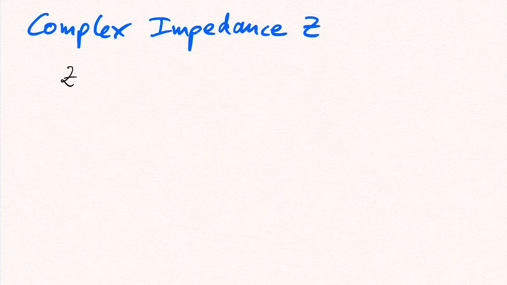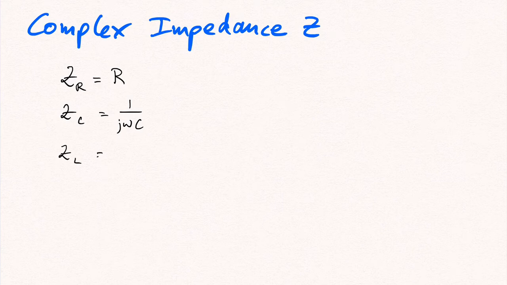The complex impedance can best be described as a generalization of the resistance R. The complex impedance of a resistor ZR is simply the resistance R. The complex impedance of a capacitor C is 1 divided by j omega C, where omega is the frequency and C is the capacitance. And the complex impedance of an inductor ZL is j omega L.